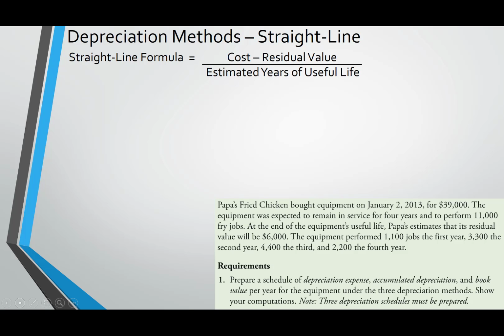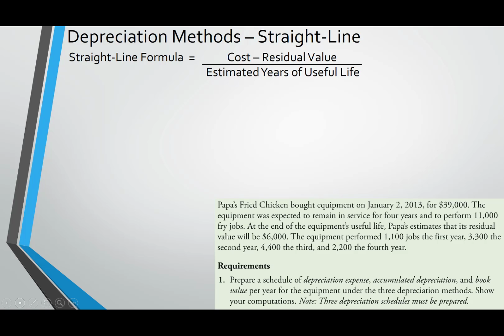It says Papa's Fried Chicken bought equipment on January 2nd, 2013 for $39,000. The equipment was expected to remain in service for 4 years and to perform 11,000 fry jobs. At the end of the equipment's useful life, Papa's estimates that its residual value will be $6,000. The equipment performed 1,100 fry jobs the first year, 3,300 the second year, 4,400 the third, and 2,200 the fourth year. And they want us to do what's called a depreciation schedule for each of the methods, and that's what we'll do, but on this first slide here, we'll work through some data to help us fill that in on the next slide.